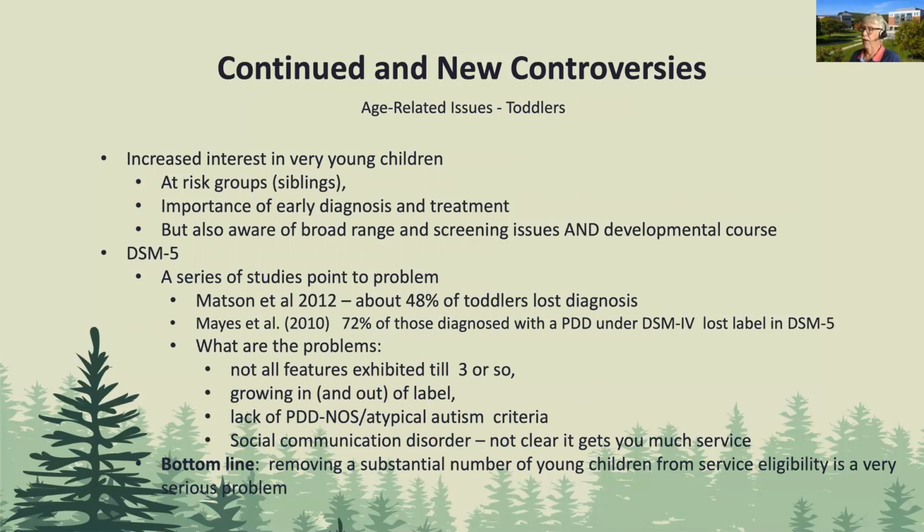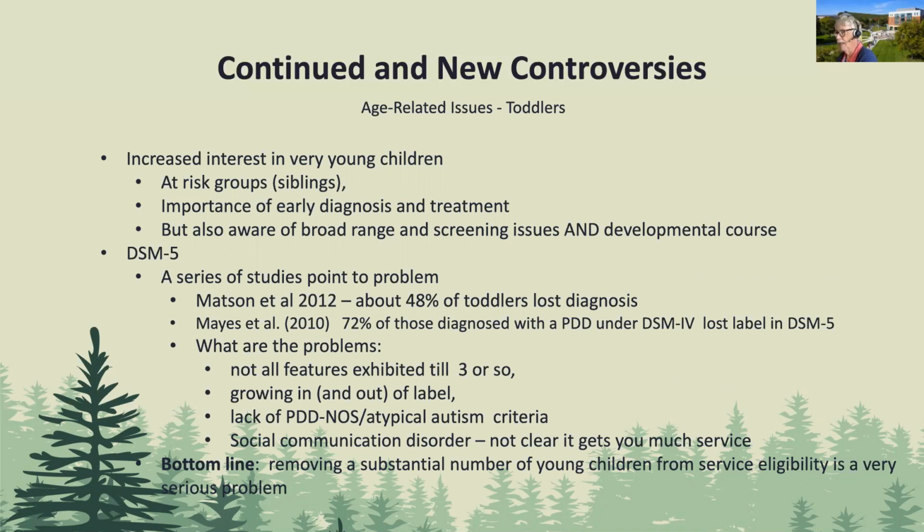With DSM-5, several studies quickly started to point to a problem. In a study by Matson, about 50% of toddlers lost their diagnosis with DSM-5. A study by Mays reported 72% of those diagnosed with a PDD under DSM-4 lost their label. The problems can take several forms. We know that not all children exhibit all problems until age 3 or so. People grow in and out of the label.